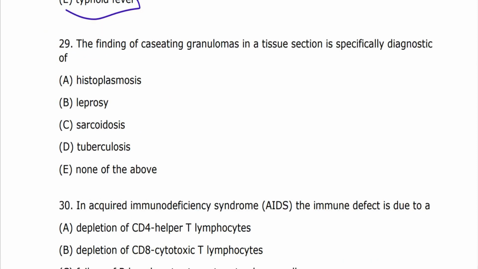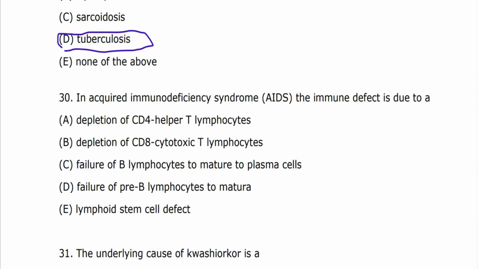Question number 29. The finding of caseating granuloma in a tissue section is basically diagnostic of TB, tuberculosis. So I think this is also an easy question that we shouldn't waste time on. But remember, as I said, granulomatous diseases including TB have Langerhans giant cells. So in the center of this granuloma, you have caseous necrosis in TB.